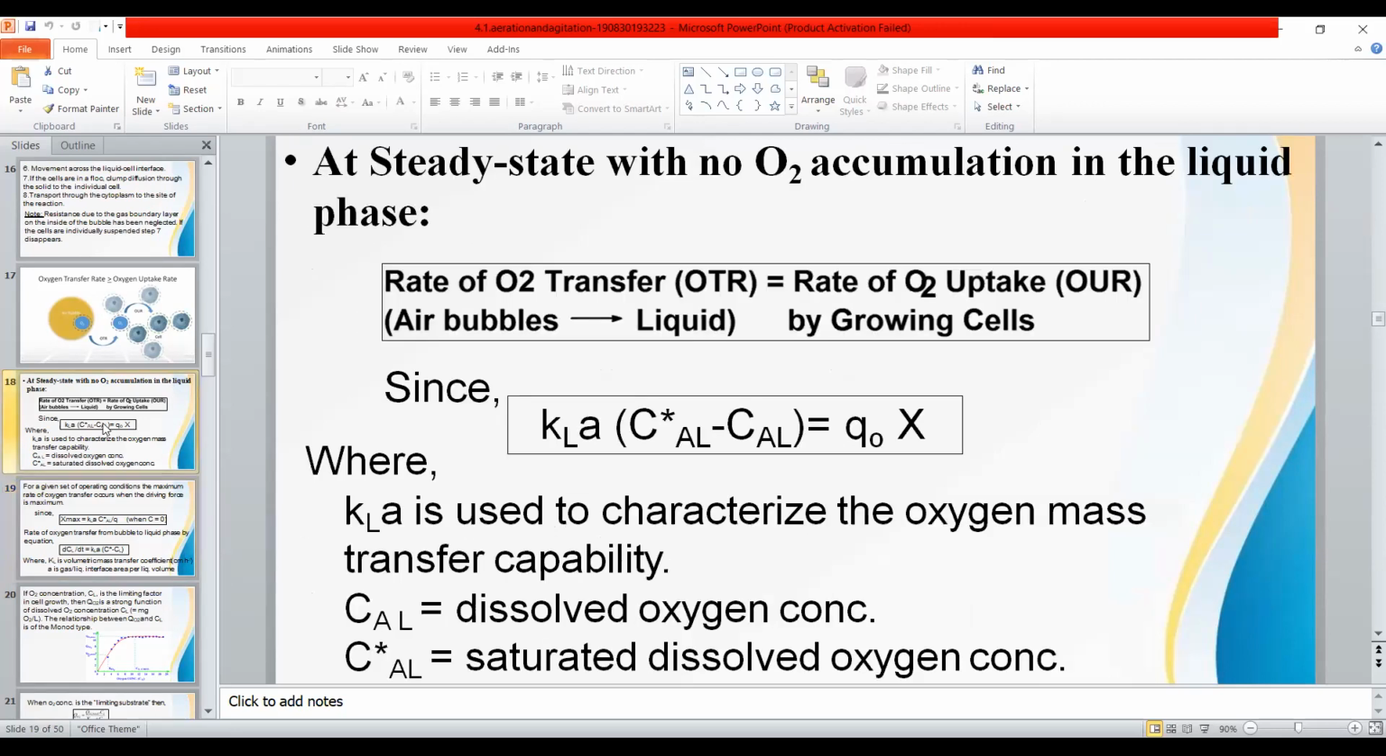C star Al is the saturated dissolved oxygen concentration, Giriraj. We can say that if the bubble is too big, it is too difficult for it to dissolve. So it is in a saturated state. It is too high in concentration. Okay? That is the saturated dissolved oxygen concentration.